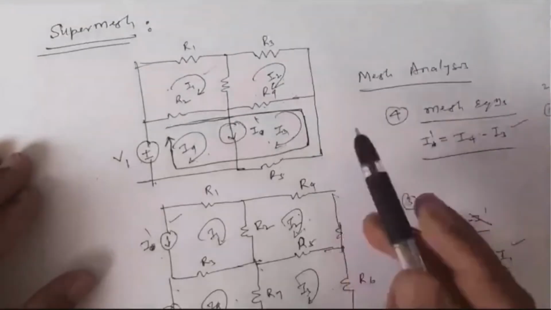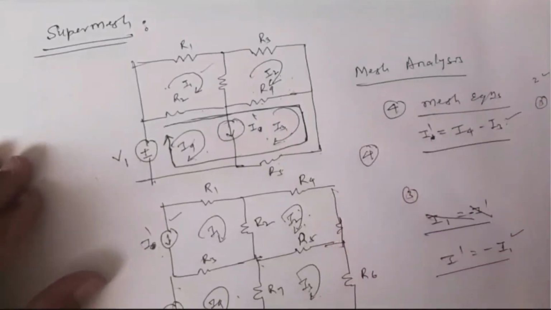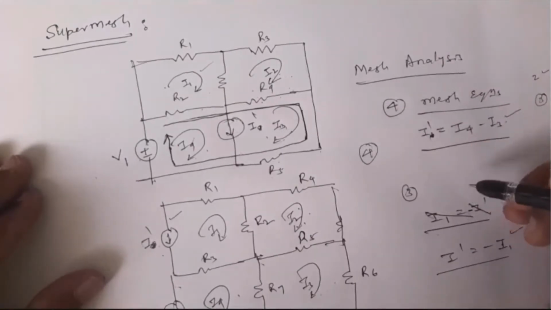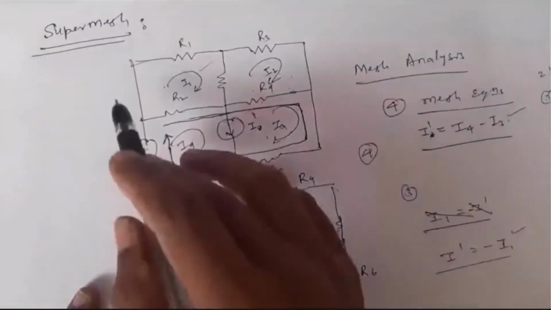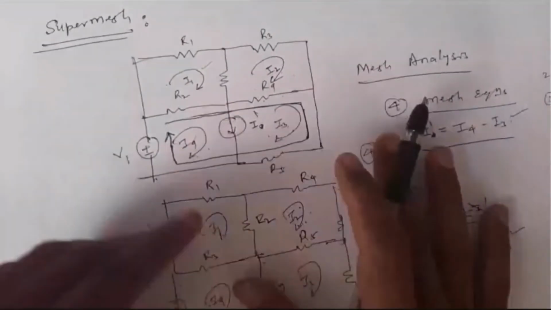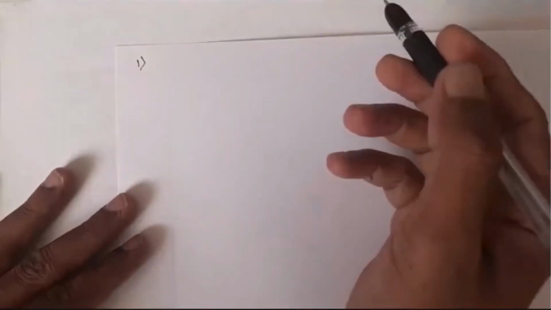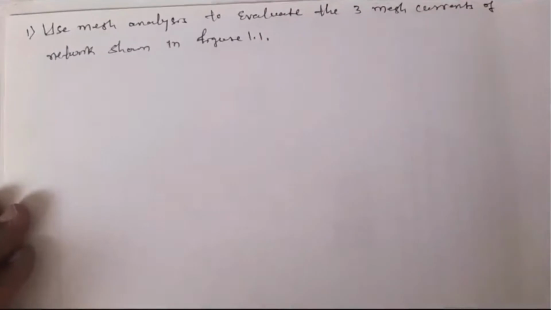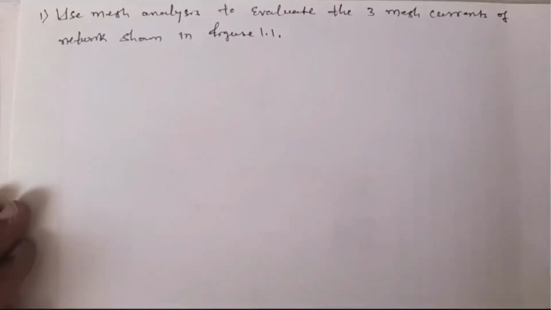Dear students, in most cases in your exams, he may not mention it as a super mesh. You should assume and proceed further. Sometimes he may give it directly, like use super mesh analysis to evaluate so and so. Otherwise he just gives it like this: use mesh analysis. Let us consider one numerical based on that, the first numerical. The question is straightforward: use mesh analysis to evaluate the three mesh currents of the network shown in figure 1.1.